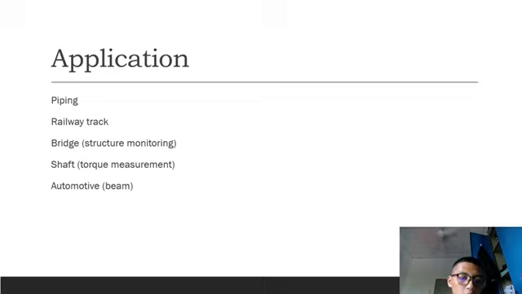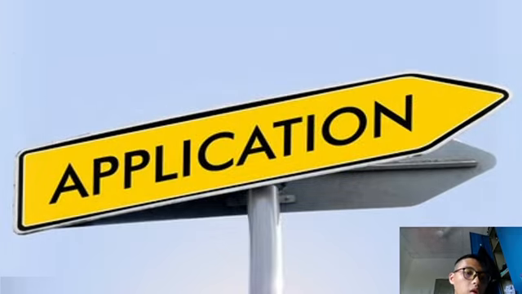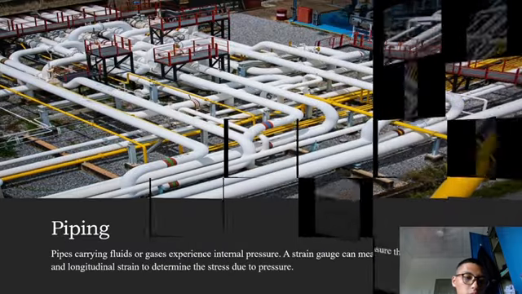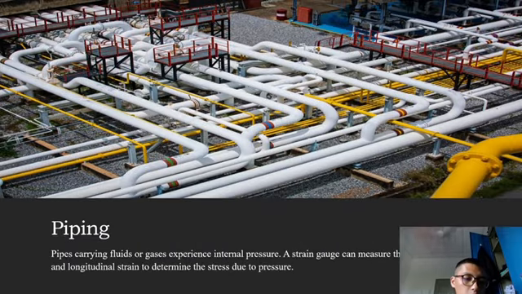So the application of the strain gauge is focused on piping, railway track, bridge for structure monitoring, shaft, torque measurement, and last one is automotive for beam. So let's dive into the detail of the application. For the piping, a pipe carrying fluid or gas experiences internal pressure. A strain gauge can measure the circumferential and longitudinal strain to determine the stress due to pressure.